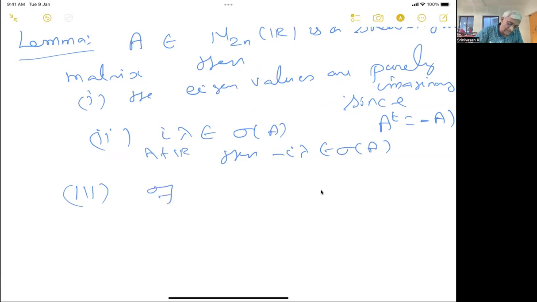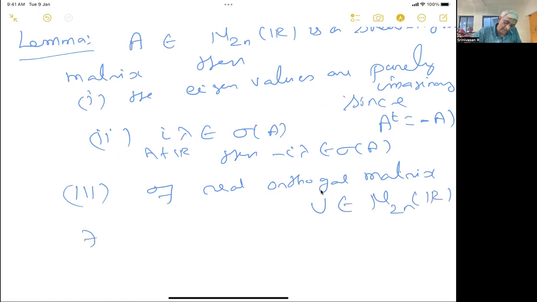And the third one, this is what I want to prove. There exists a real orthogonal matrix U in M2n(R), where by orthogonal we mean real unitaries, such that U A U transpose is equal to, it will look like this, minus D, 0, D. It's off diagonal like our J operator, except we have a D there. It is just J multiplied with the diagonal D, D.